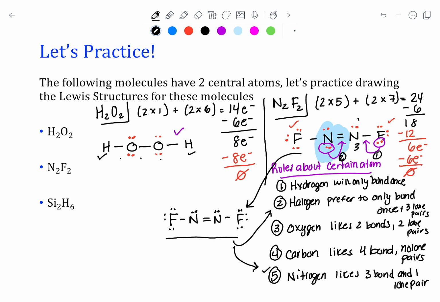So our final structure for NF2 is down here. We just have to make a decision about where our double bond would go that appeases our rules. Okay, let's look at our last example.